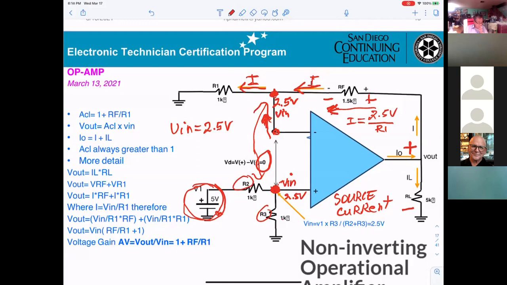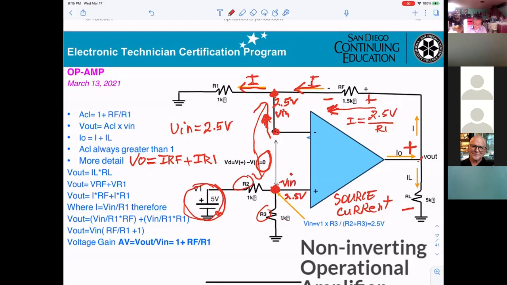Now, I want to calculate the Vout. Vout will be measured from the output here to the root, or from here to the root here. Okay? So we're not using the load for any calculation. So that's why Vout will be the voltage drop across the RF plus the voltage drop across R1. So Vout will be equal to I RF plus I R1. That is the Vout.